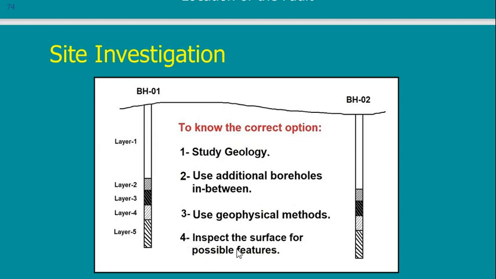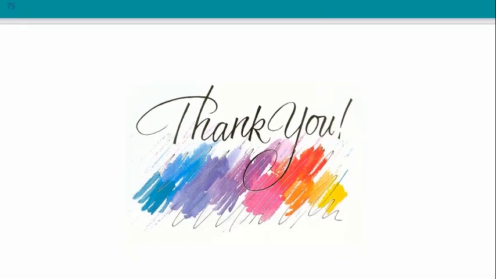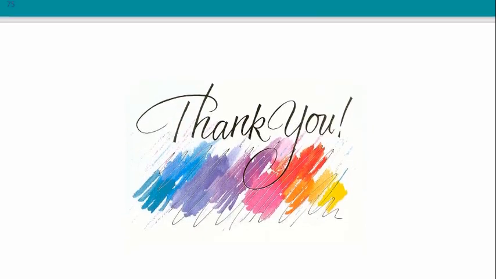Last thing, inspect the surface for possible features. As we said, there may be some outcrops, there may be some sinkholes, there may be something that would tell me what is below by seeing what is on top. This is a summary of what we can do for site investigation. This ends this summary and review lecture.